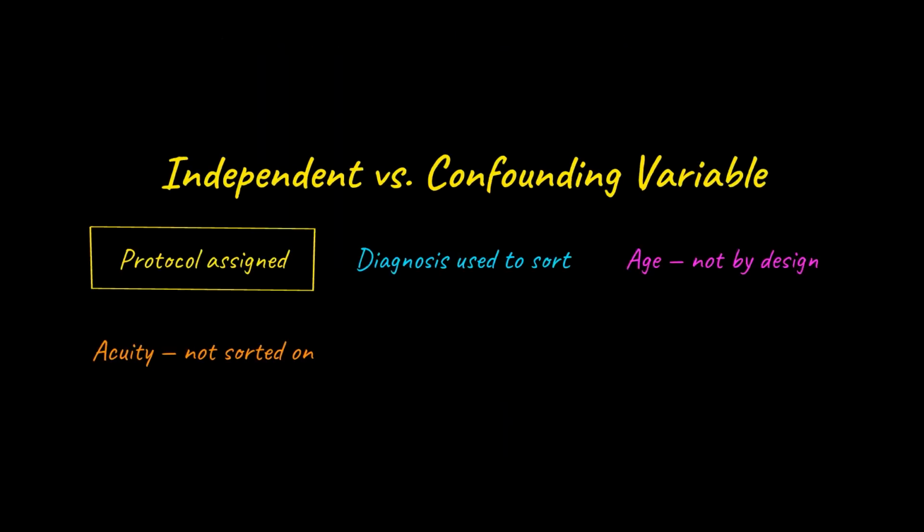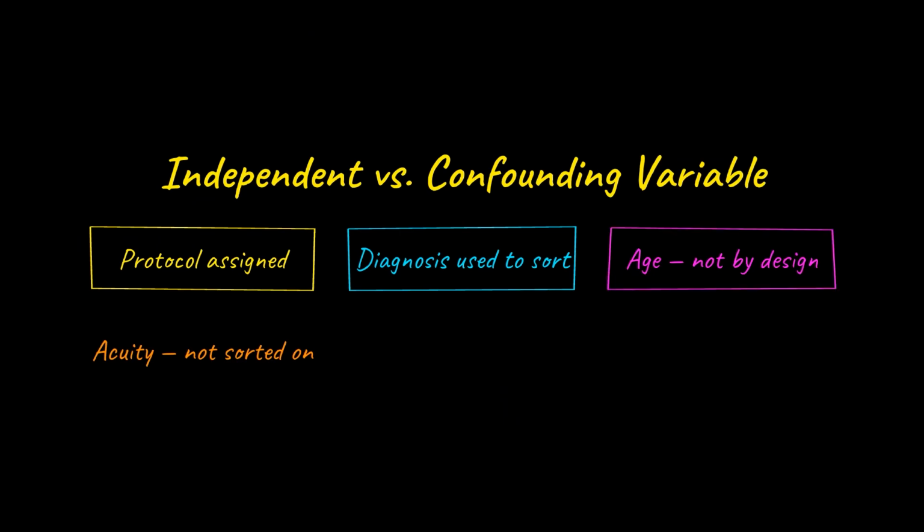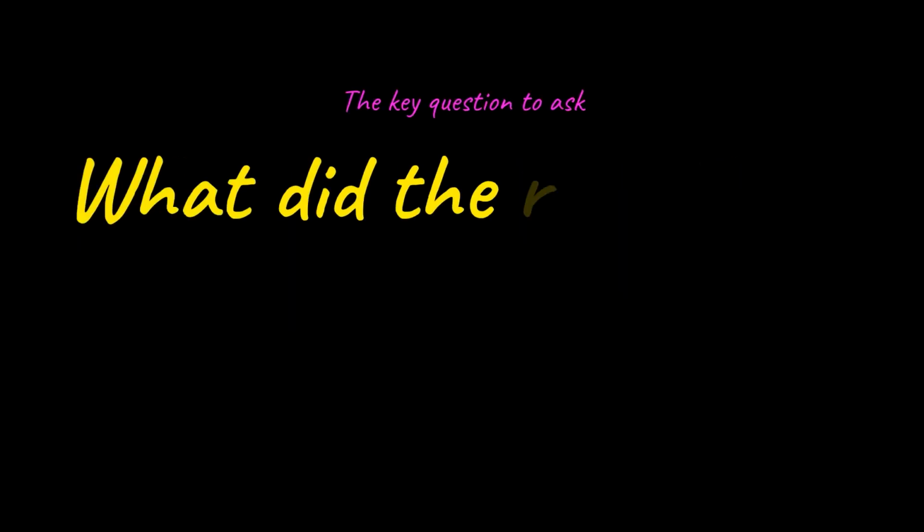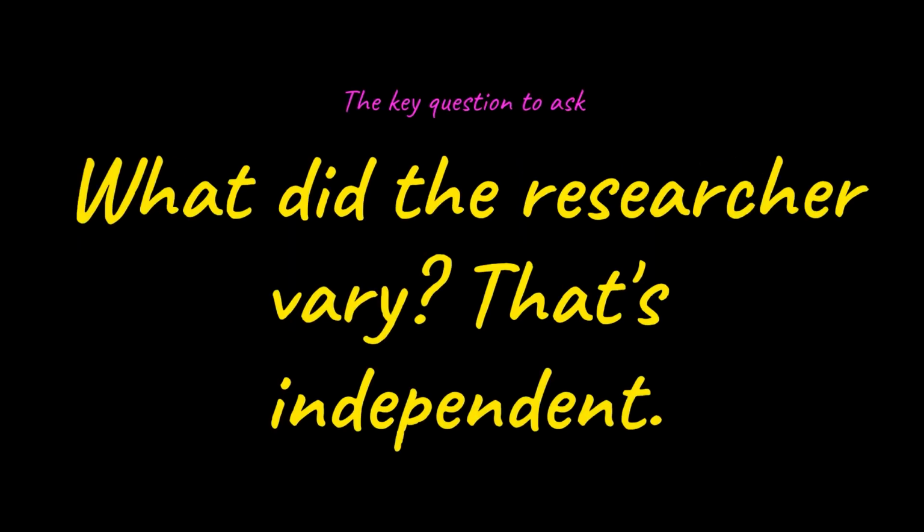The common exam trap is confusing a confounding variable with an independent variable. If the researcher sorted on it, like protocol assigned or diagnosis, it is independent. If a difference just appears, like age or patient acuity, it is a confounder, not the independent variable. Every time you see a research stem, ask, which factor did the researcher choose to manipulate or sort on? That factor is the independent variable. The factor that responds and gets measured is always dependent.